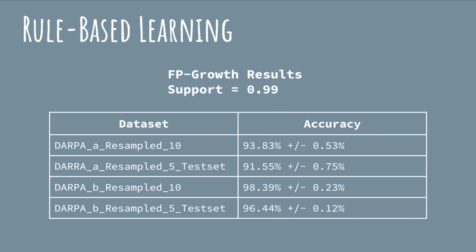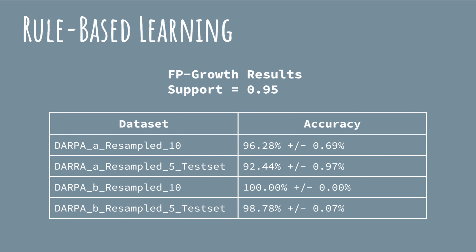As far as the accuracy goes, we wanted to have varying support, which we have in here, 0.99. We also implemented 0.95 and 0.90, which we'll show later. For the accuracy of 0.99 support, you can see that DARPA A resample 10 had a 93.83% accuracy. Next up, it was 91.55. And for dataset B, resample 10, we had a 98.39% accuracy. And lastly, we had a 96.44% accuracy.